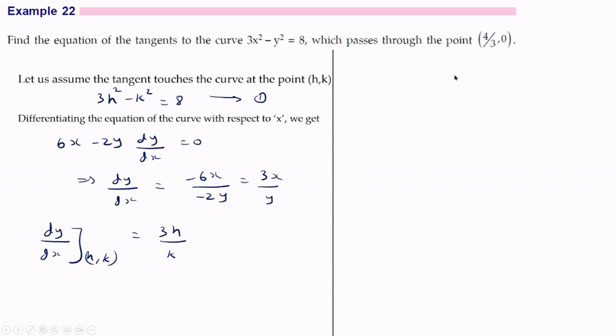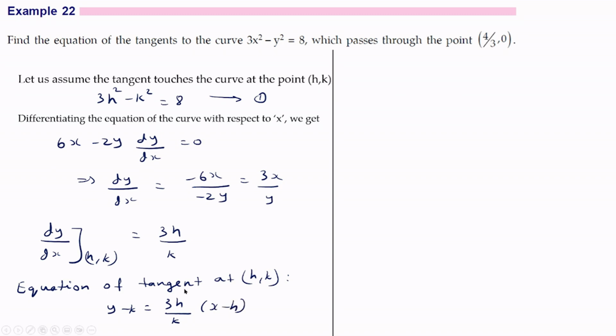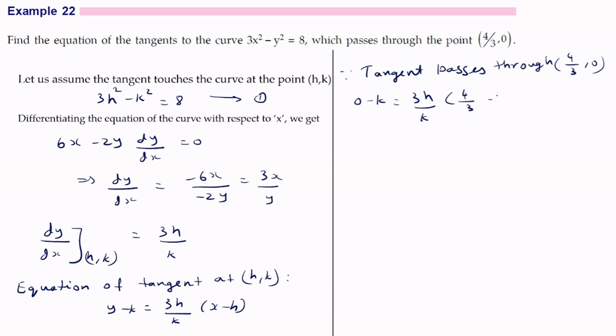And now the equation of the tangent at (h, k) is given by y − k = (3h/k)(x − h). Now since the tangent passes through this point (4/3, 0), we have 0 − k = (3h/k)(4/3 − h).